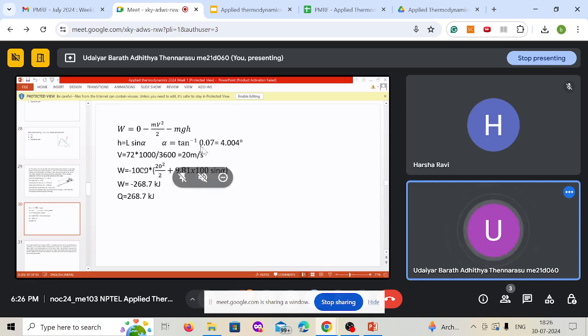So alpha is tan inverse 0.07, so it's 4 degrees. From there we can find the vertical height h, and the velocity is 72 kilometers per hour. Converting it to meters per second, it is 20 meters per second, and mass, you know, is 1000 kg. Substituting all values here, we get W as minus 268.7 kilojoule.